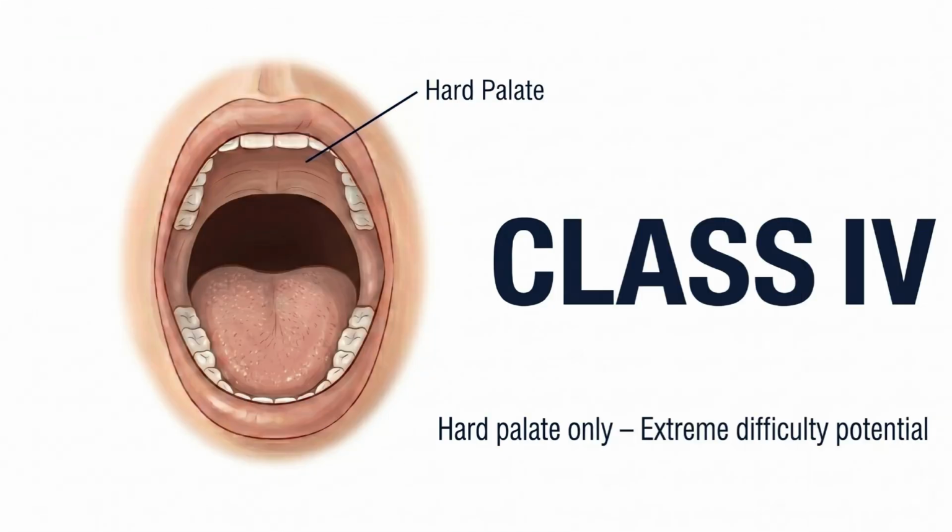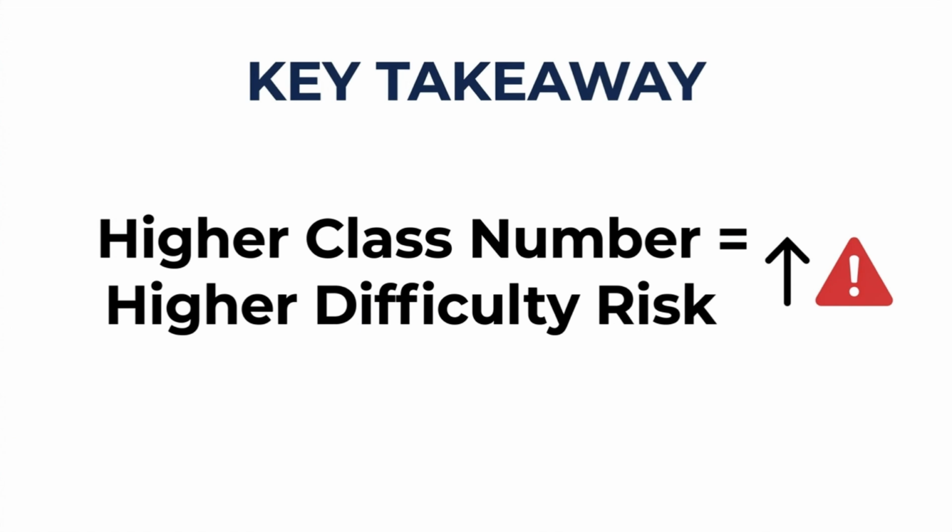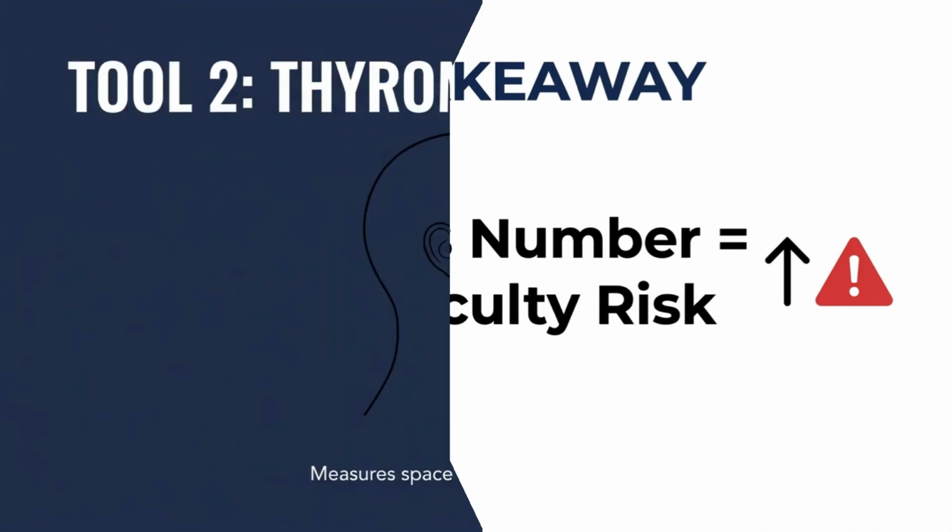And this is class 4. We can only see the hard palate. This is a high difficulty risk. Here are all four classes side by side. As the class number goes up, the difficulty goes up too. Key takeaway: a higher class number always means a higher risk of difficult airway.